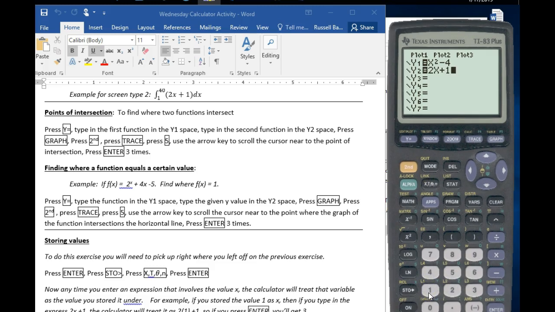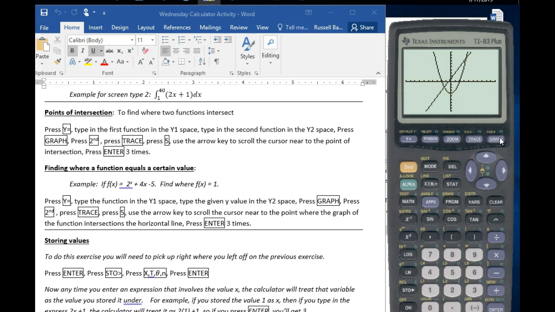I want to find out where those two graphs cross each other. After we type them in, it says press graph, so we can actually see the graph. There's the x squared minus 4, and there's the 2x plus 1. As you can see, they intersect each other twice.